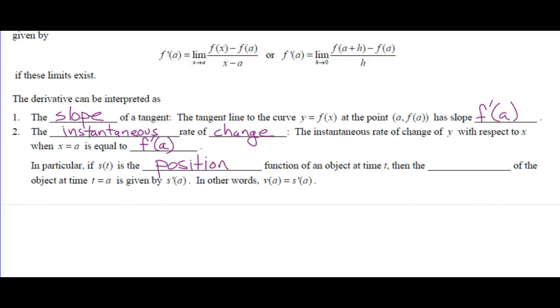So what was that? We have a position function. From that, we're going to get the velocity. Yeah. The velociraptor of the, yes, how to make calculus cool. Then the velocity of the object at time t equals a is given by s prime of a. In other words, v of a is equal to s prime of a. If you want the velocity, then you need the derivative of the position function.